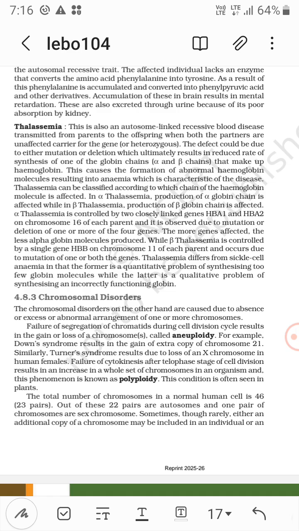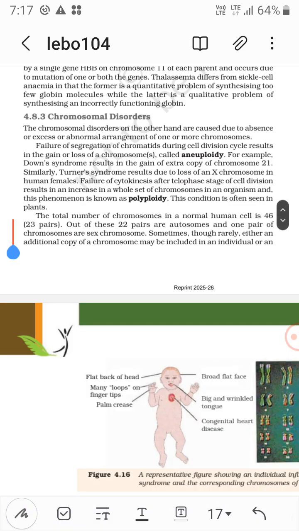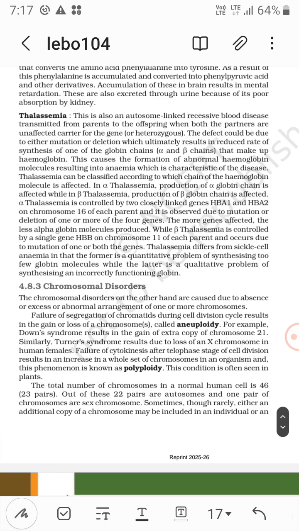Now thalassemia can be classified according to which chain of the hemoglobin molecule is affected. In alpha thalassemia, production of alpha globin chain is affected, while in beta thalassemia, production of beta globin chain is affected. So alpha thalassemia is controlled by two closely linked genes, HBA1 and HBA2, on chromosome 16 of each parent, and it is observed due to mutation or deletion of one or more of the four genes.